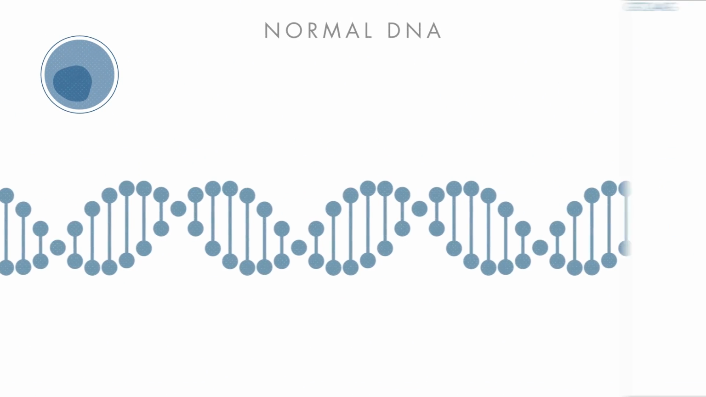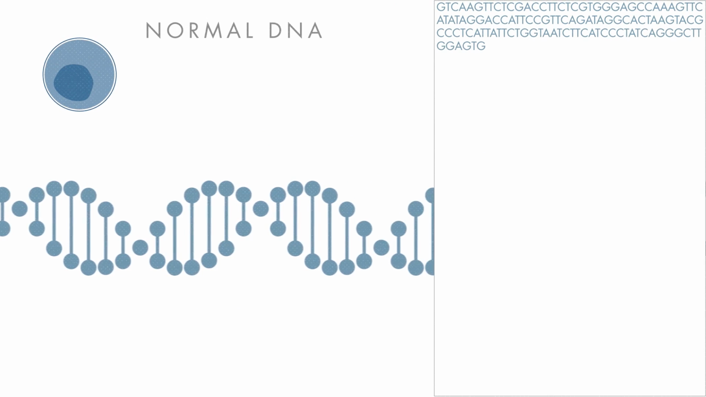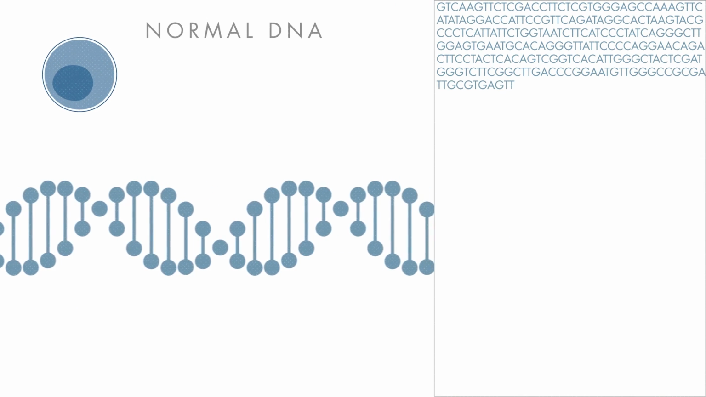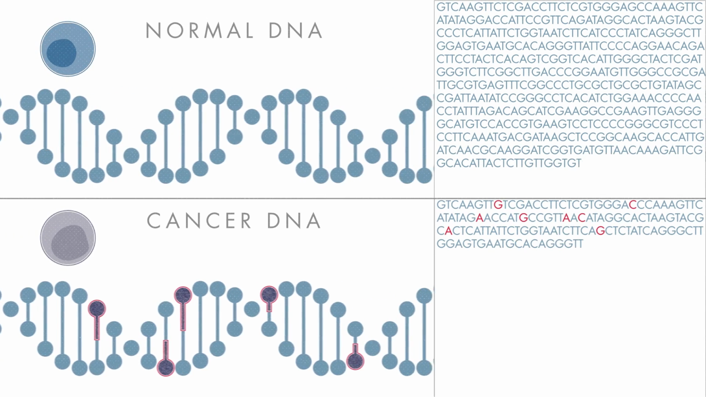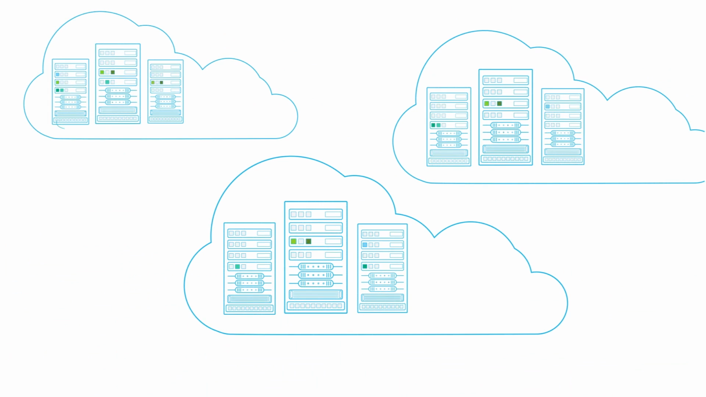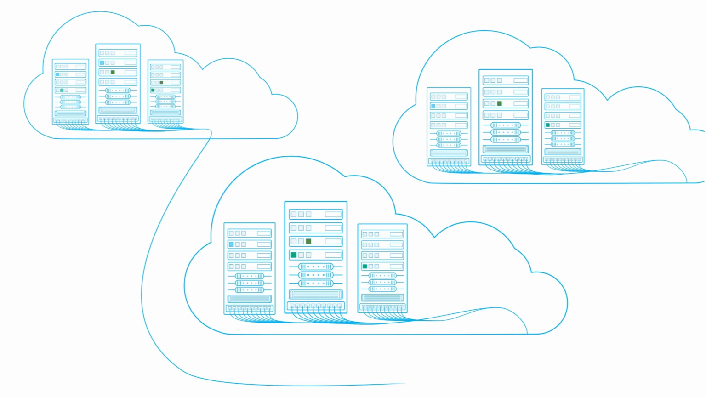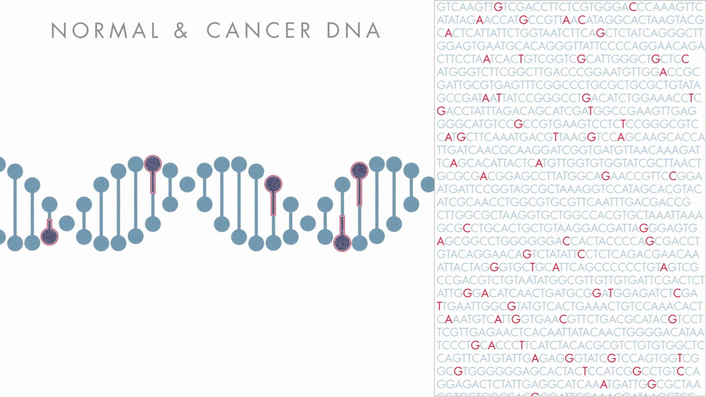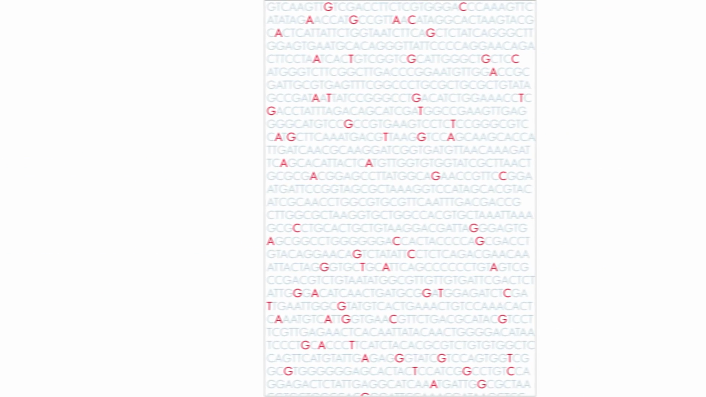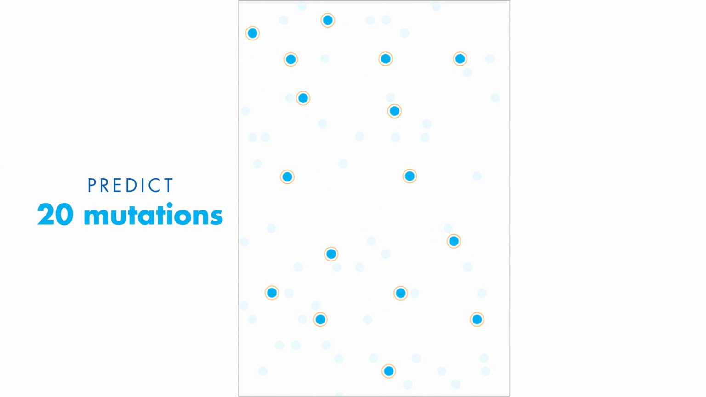To do this, we simultaneously sequence DNA from the patient's blood, which is normal and not mutated, and DNA from the patient's tumor. Using powerful cloud-based computing, we compare the two to identify the patient's unique set of mutations. We then use special software programs we've developed at Moderna to predict 20 mutations that we believe will help the patient's immune system launch the strongest attack.